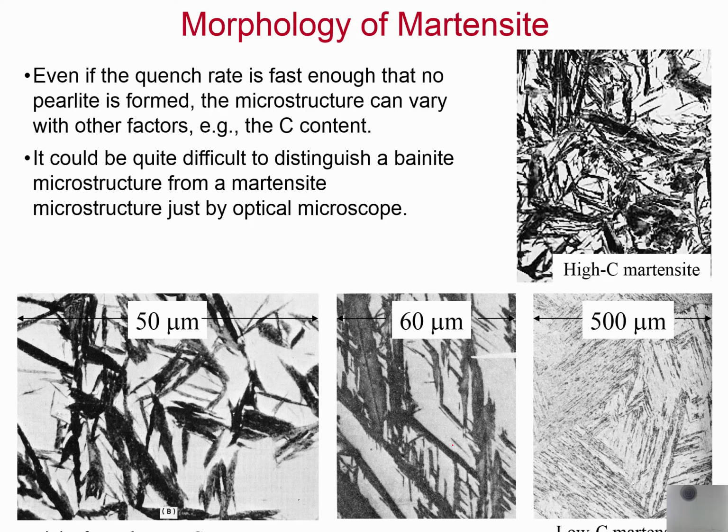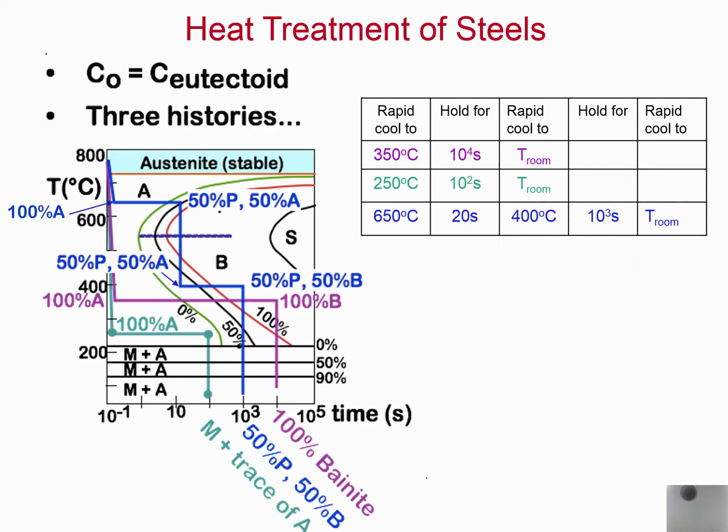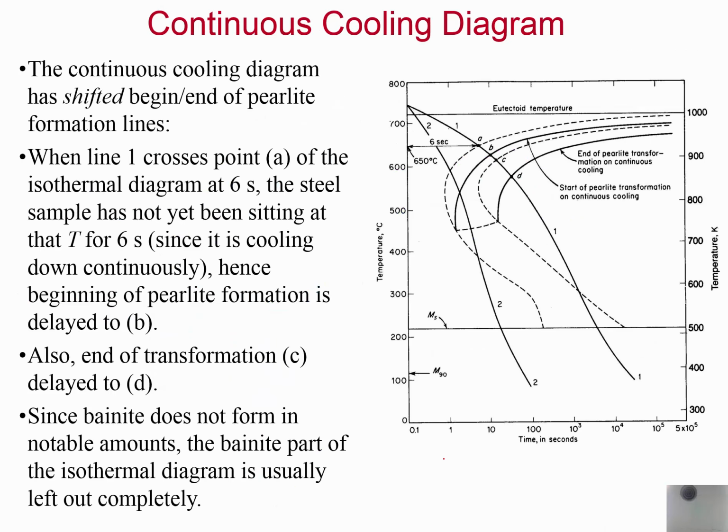Again, bainite kind of looks feathery. It's martensite. You get these transformational laths that form. The higher the carbon content, the higher the strength is.